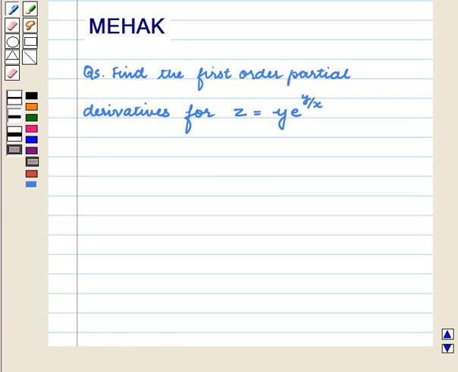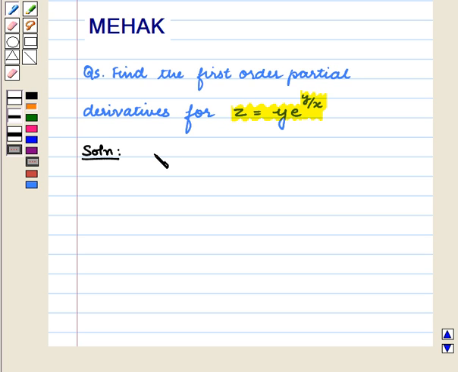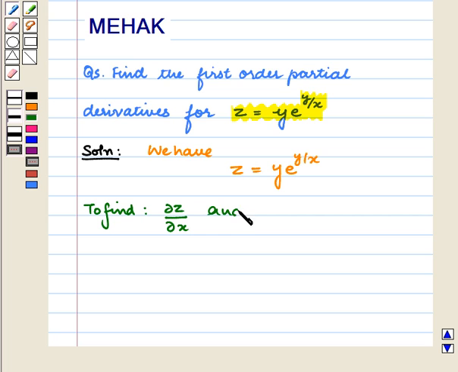In this session, we are going to discuss the following question. The question says: find the first order partial derivatives of z equal to y e raised to power y by x. We have z equal to y into e raised to power y by x, and we have to find the first order partial derivatives del z by del x and del z by del y.